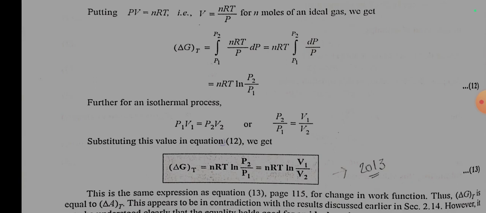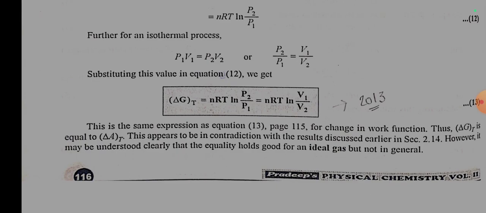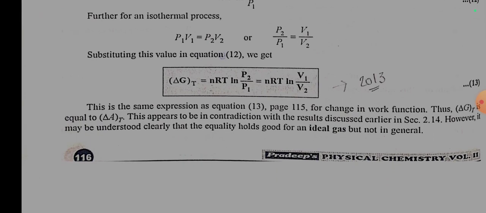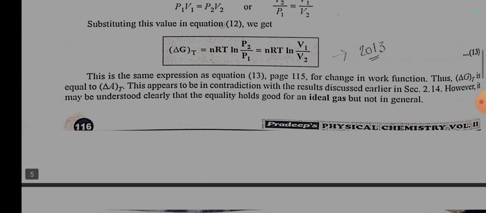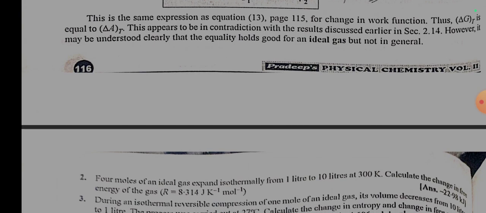∫dP = nRT ∫ dP/P from P1 to P2, which equals nRT ln(P2/P1). Further, for an isothermal process, P1V1 equals P2V2. Substituting these values in equation 12, we get ΔG = nRT ln(P2/P1). This is the same expression as equation 13 for change in work function. Thus, ΔG is equal to ΔA.